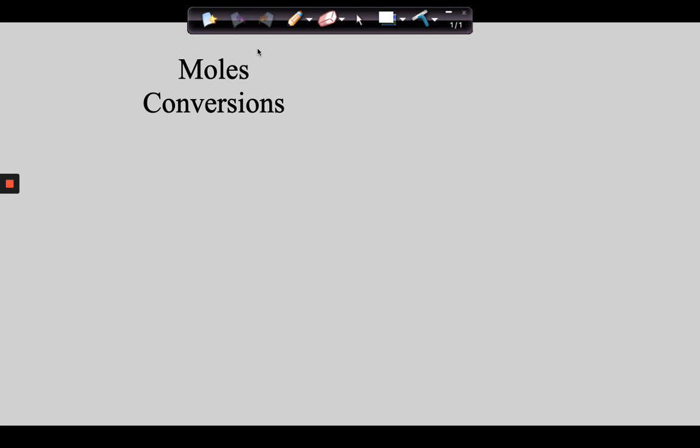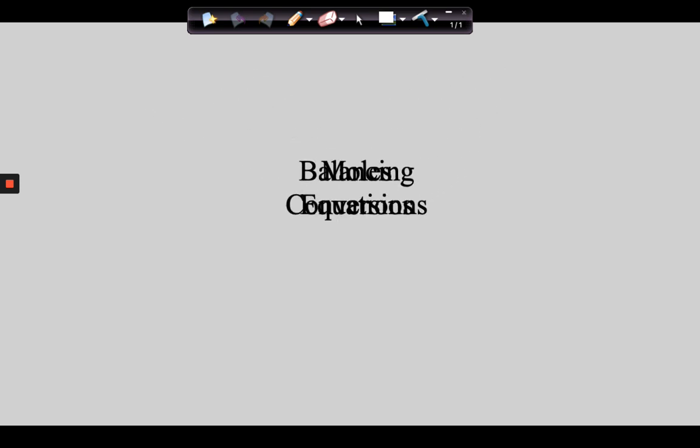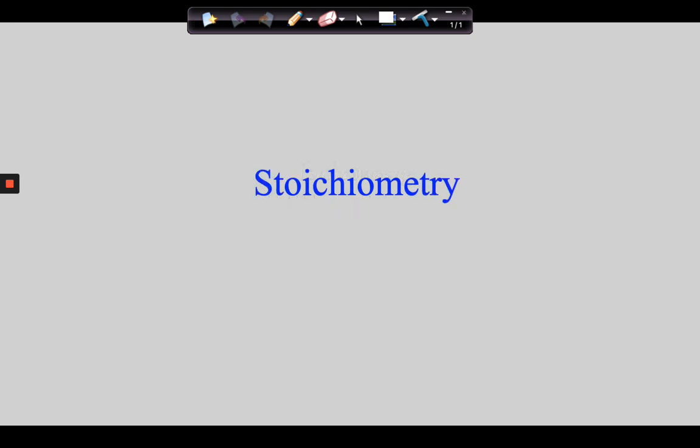That's it. But then guys, think about everything we've been doing in this unit. We have been learning to write and balance equations. So guys, you ready? Watch really close. If moles conversions and balancing equations got together and had a child, they would name that child stoichiometry. Guys, literally, that's what stoichiometry is: bringing together moles conversions with balancing equations.